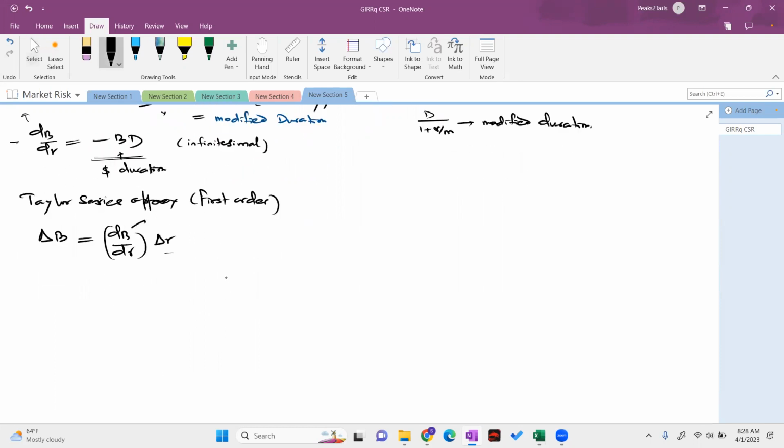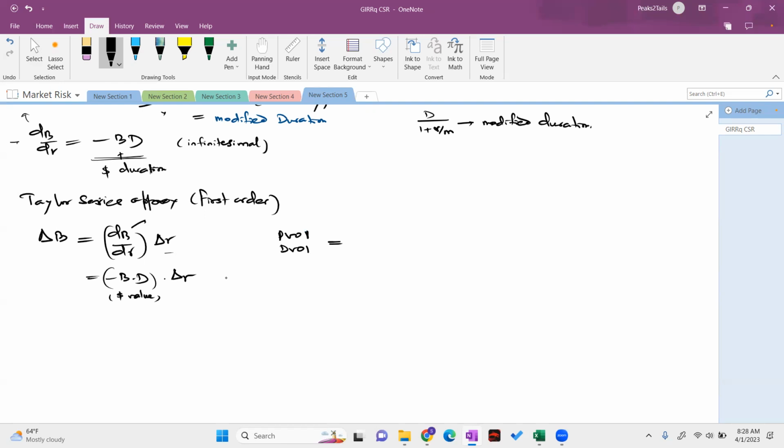So I can write this as minus B times D delta R, and this would be some dollar value, $200, $150, something like that. Now, what do I do with this? There is a concept called PV01 or DV01. I prefer PV01, but up to you.